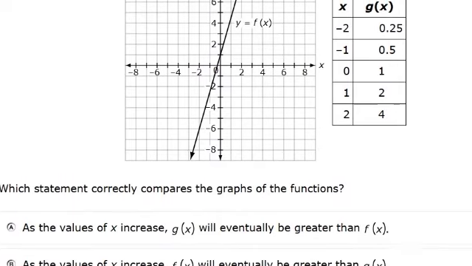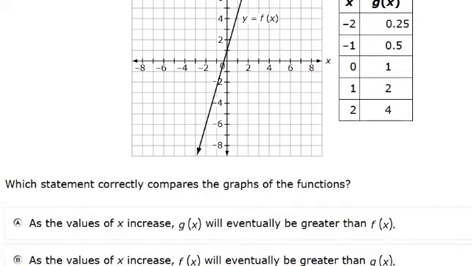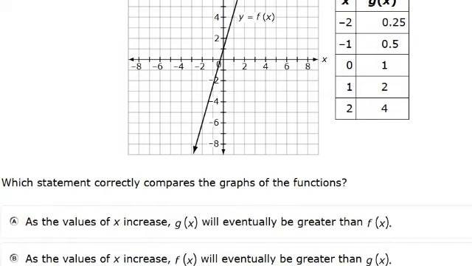How do we determine that? You go from left to right. Value of x increase means... So write this point somewhere. Go from left to right in the graph. That is what it means by as the value of x increases. I wrote it.